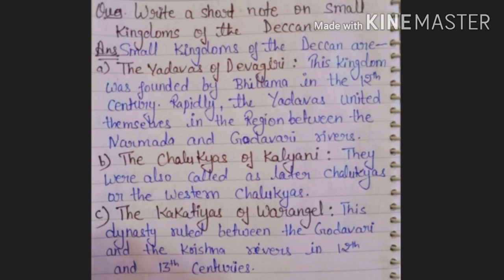topic of the same question is the Kakatiyas of Warangal. This dynasty ruled between the Godavari and the Krishna rivers in the 12th and 13th century.